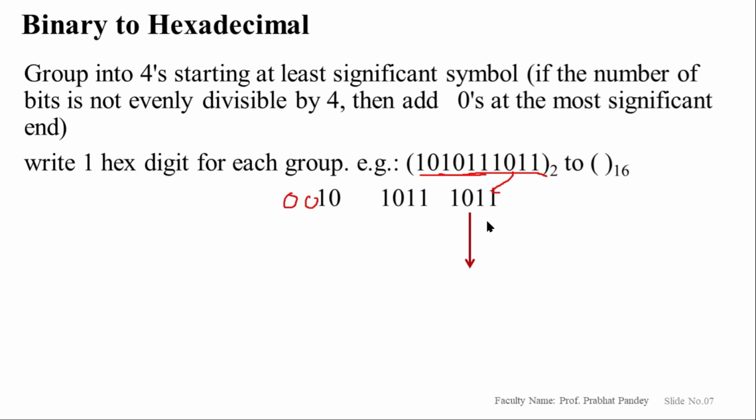So 1011 is equivalent to B, because it is equivalent to 11 in the hexadecimal number system. 1101 is also equivalent to B. These are similar. And 10 is equivalent to 2. So the hexadecimal equivalent of this given binary number is 2BB. You can see here. All these methods which we have seen right now are similar. For hexadecimal we need to deal in 4 bits, and for octal we have to deal in 3 bits.